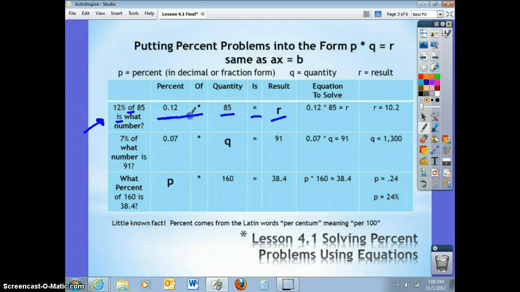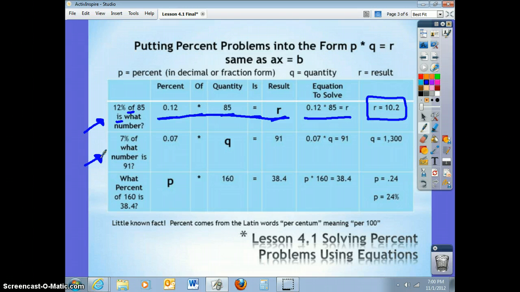So 12% of 85 is what number? And there it is, all in one equation. 0.12 times 85 equals r. Okay? And if we solve for that, it is 10.2. R equals 10.2.